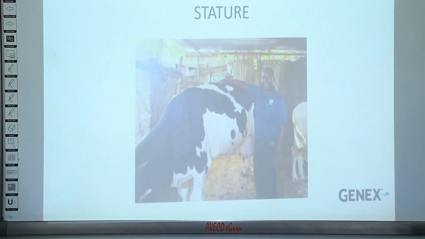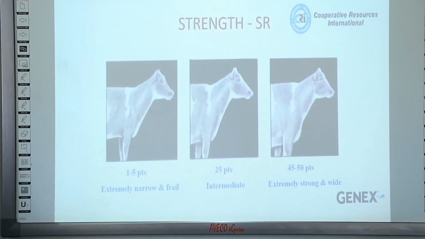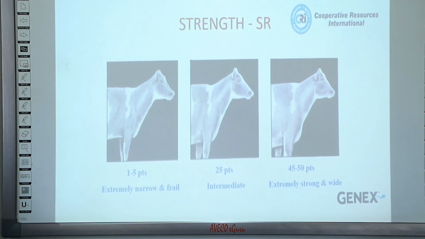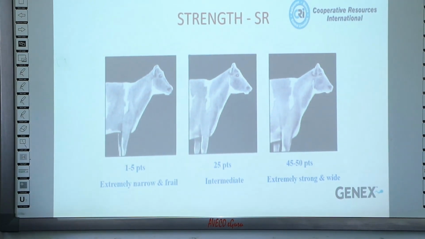Strength, sindio? And because of time hatutaenda through zote, tutaenda moja mbili hivi alafu tuachane nayo. Strength tunaipimanga na upana wa ngombe pale kwa kifua. Upana wa ngombe hapa kwa kifua. Because we want to breed strong cows. Strong cows, ukimuangalia akikanyanga chini hivi, atakanyanga na miguu yake ikiwa apart. Unaelewa? Hivyo ndivyo miguu yake inakaa strong. It has a strong chest.